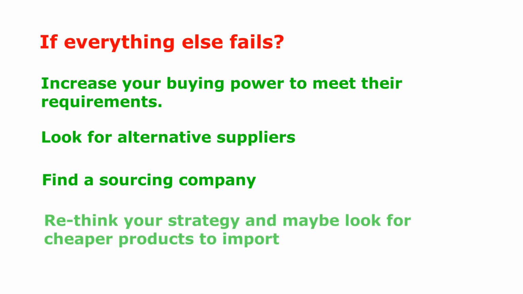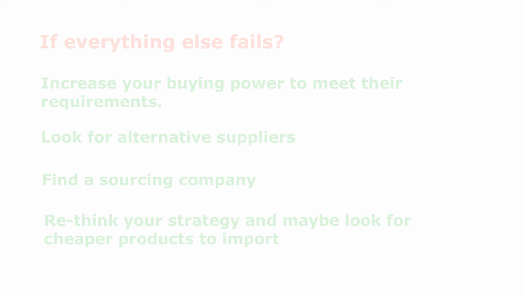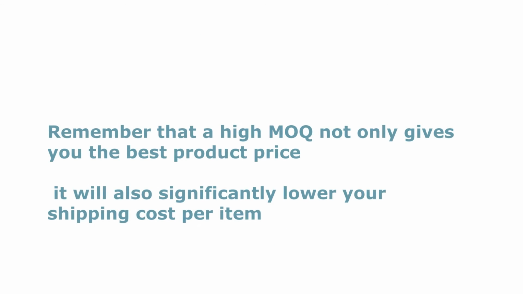If you really cannot find anyone to supply the product at levels suitable to your budget after trying different strategies, you may need to rethink your strategy and maybe look for cheaper products to import. This is actually the most common mistake many newbies make. They pick a product that is not suitable for their buying power and end up buying overpriced units from trading companies or AliExpress. Remember that a high MOQ not only gives you the best product price, it will also significantly lower your shipping cost per item.